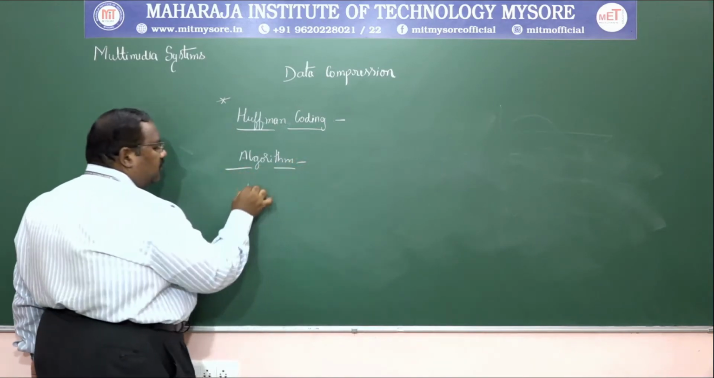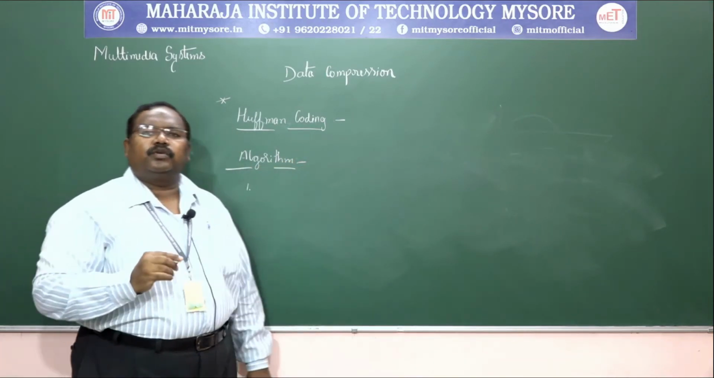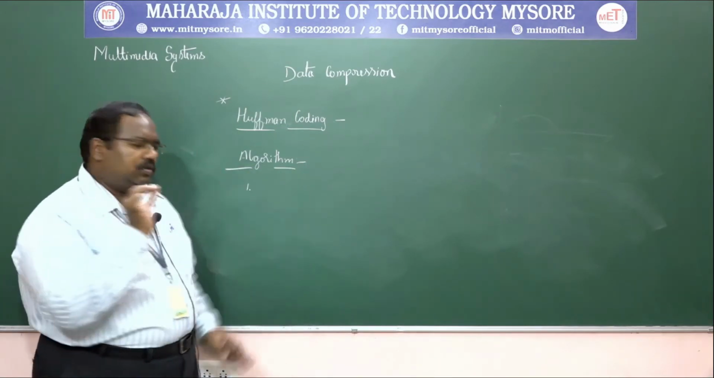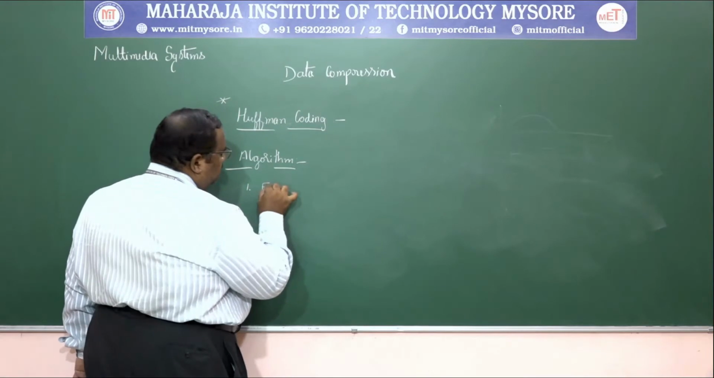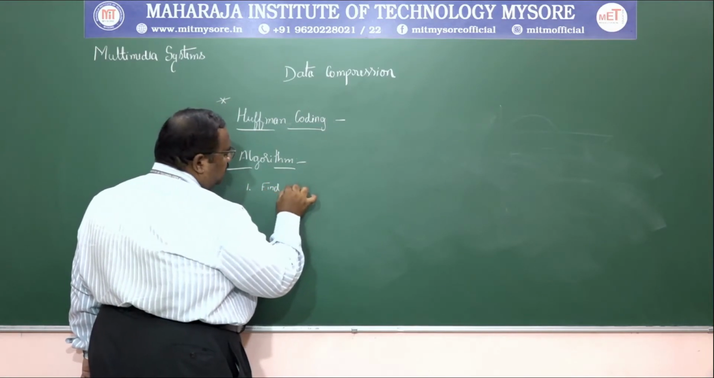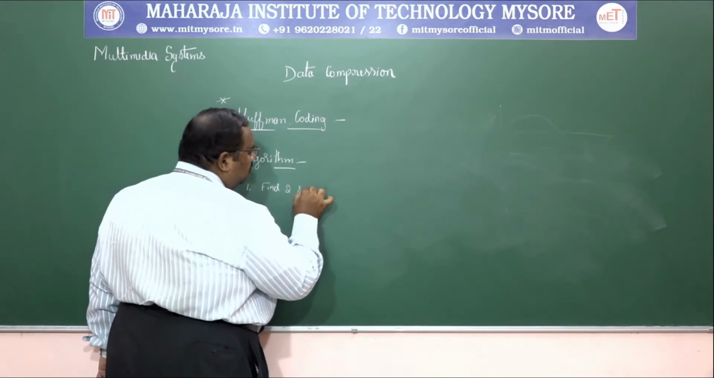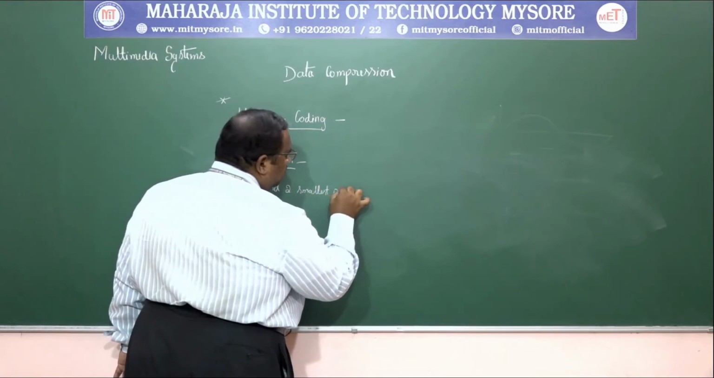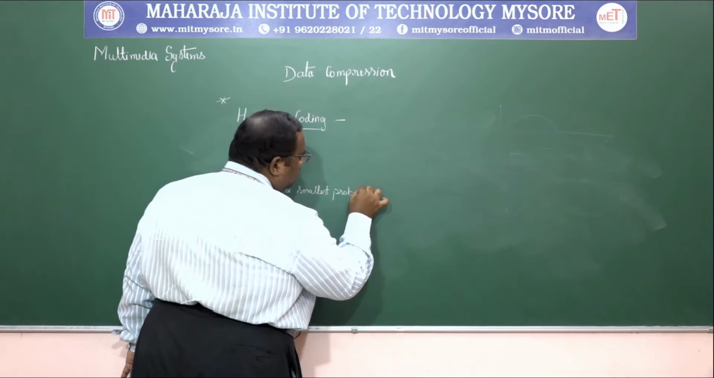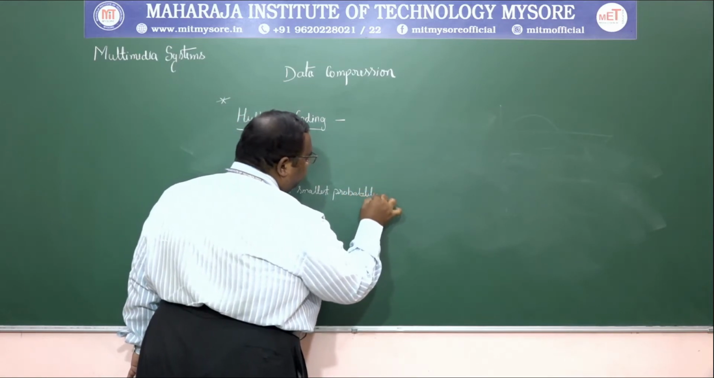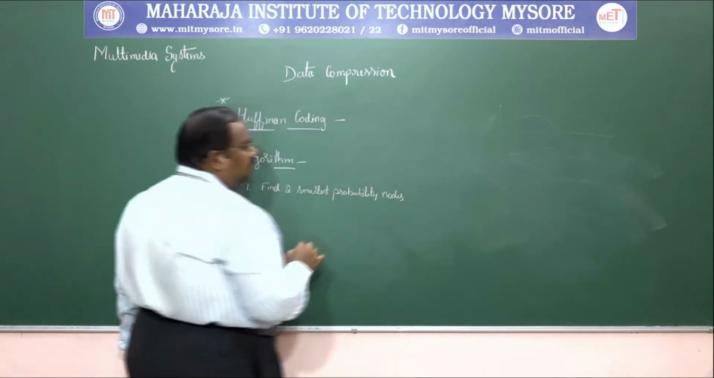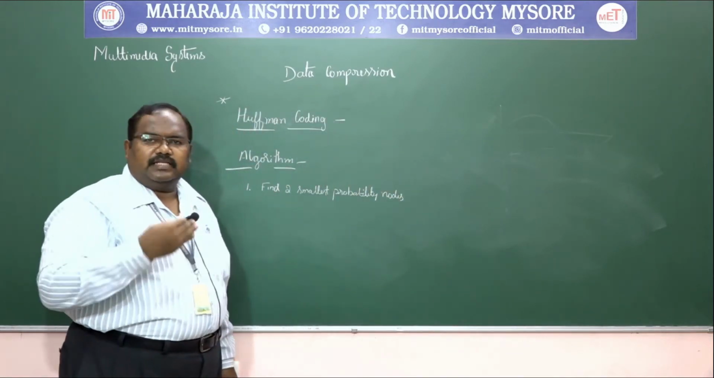Very simple thing. First one, what are we supposed to do here in the first thing? Find the two smallest probability nodes. So, probability means the occurrence.